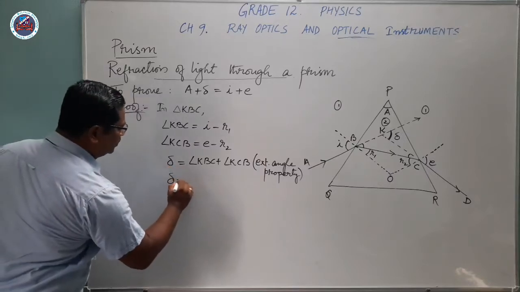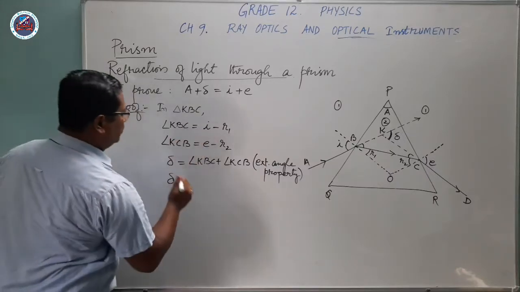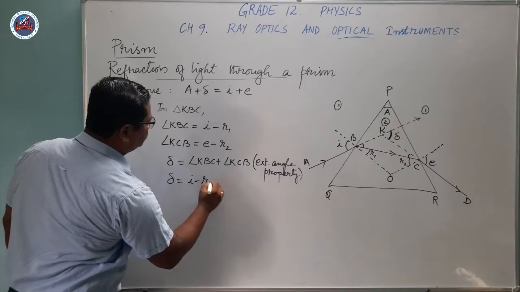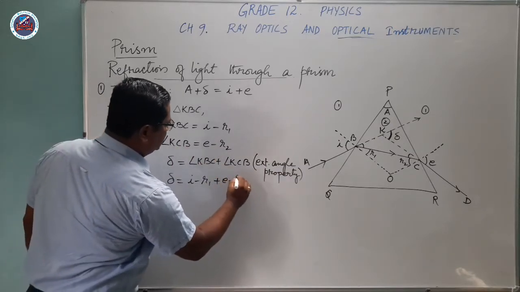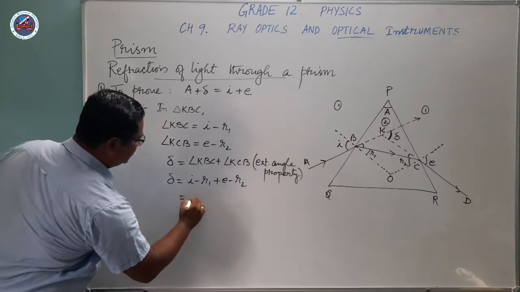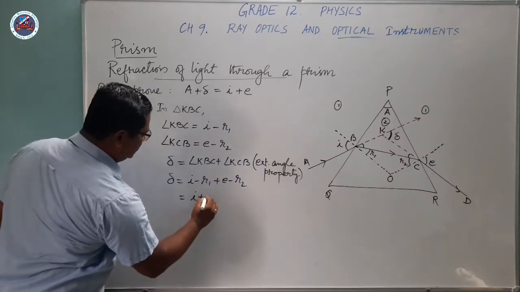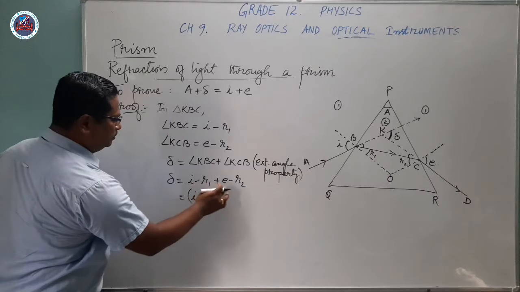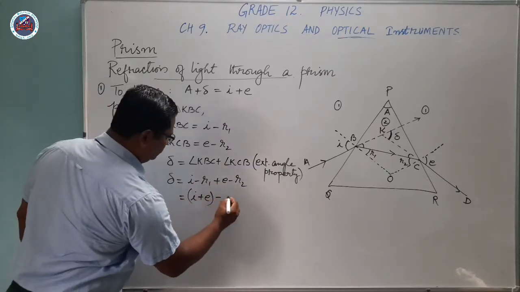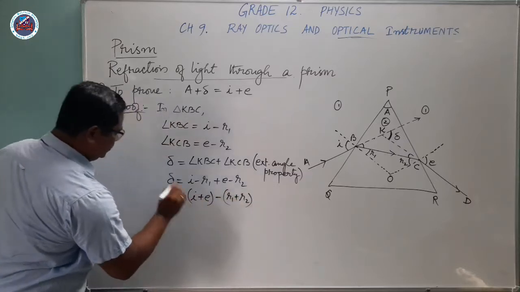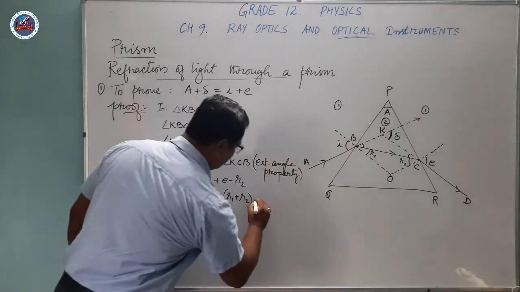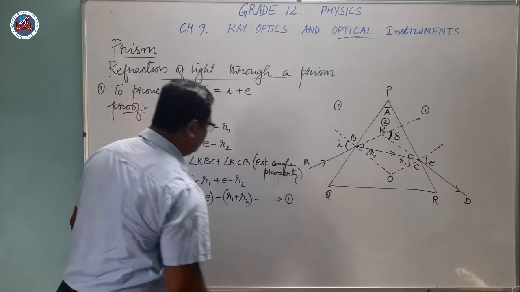Now delta is equal to KBC, which we found here as I minus R1, plus angle KCB, which is E minus R2. So this is I plus E taken together, and the minus term we take common, R1 plus R2. Like this you get the angle of deviation. Let it be equation number 1.